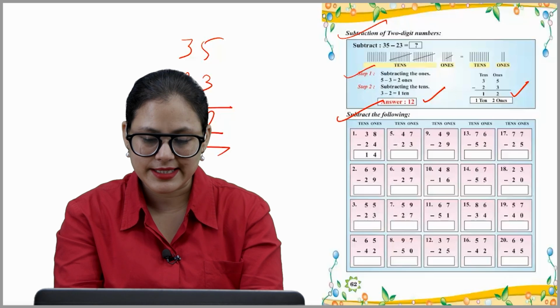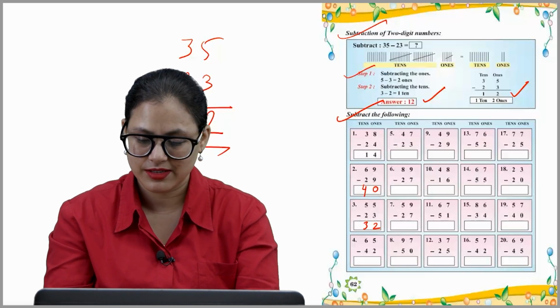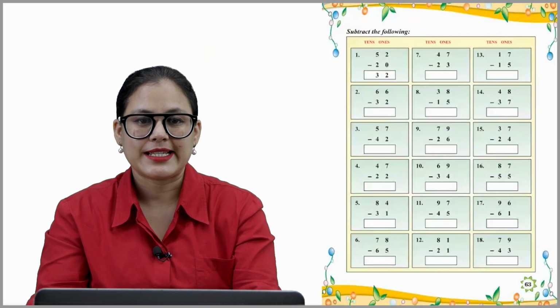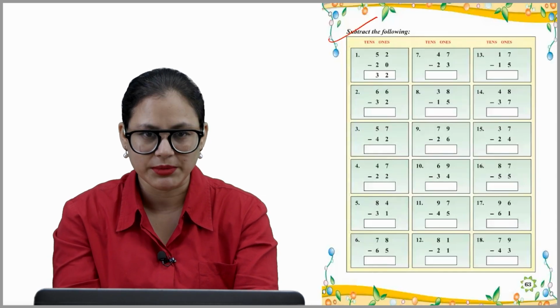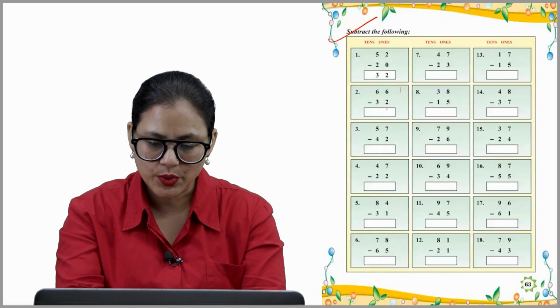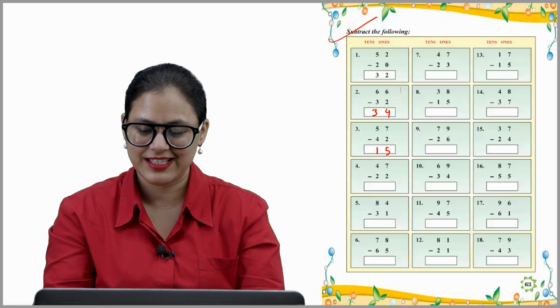9 minus 9 is 0, 6 minus 2 is 4, 5 minus 3 is 2 and 5 minus 2 is 3, right? Next, subtract the following. This is also similar. 6 minus 2 is 4, 6 minus 3 is 3, 7 minus 2 is 5 and 5 minus 4 is 1, right?